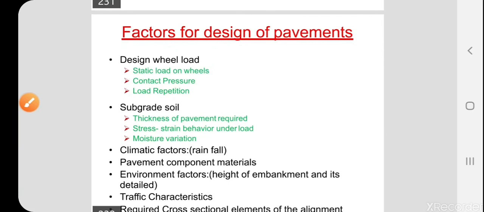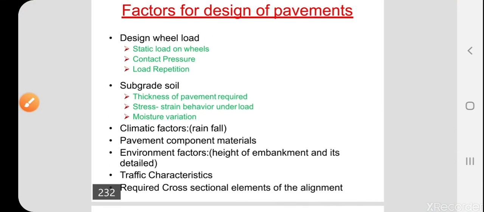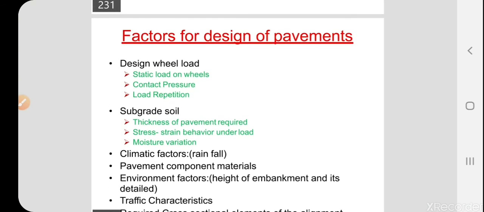Next, factors for designing pavements. What are the main factors? First factor, design of wheel load. Second factor, subgrade. Third, climatic conditions. Fourth, pavement. Fifth one, environmental. And the sixth one, traffic characteristics. What type of road traffic should be considered. And the last one, cross-sectional elements of the road.